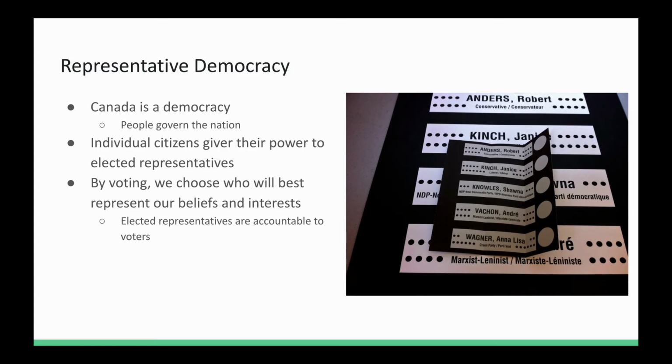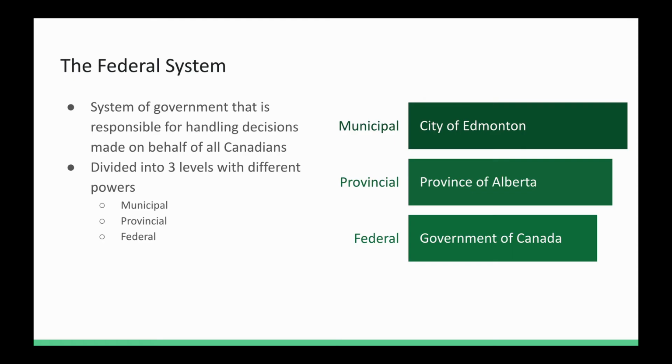They go to Ottawa and they represent us on a federal level. But we also have representatives not just at the federal level, we have them at a provincial level and at a municipal level as well. And that is because Canada not only is a representative democracy, but we also follow the federal system of government, which means that the government makes responsible decisions on behalf of all Canadians, and we vote for these members to represent us. And our federal system is divided into three separate levels.